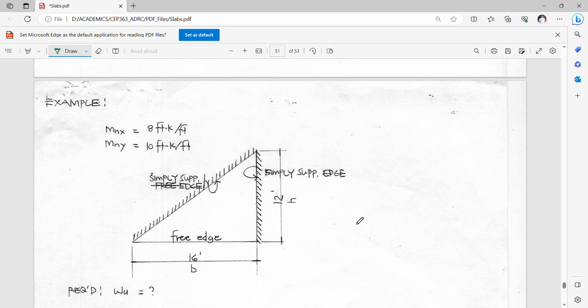on your screen. Basically, the dimensions are given: one supporting side at a right angle with the edge here, and the distance is 16 feet, as shown, for the base and the height of the triangular slab. So the moments mu_x and mu_y are given as per square foot and 10 per square foot.